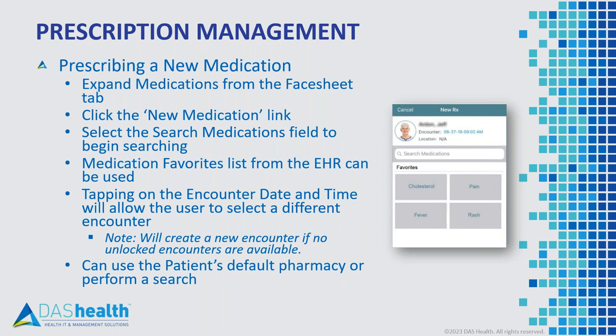After the medication has been selected, the patient's default pharmacy will also be available for selection. So you can use those defaults, or if a default pharmacy is not configured for this patient, or if they just want to send it to a different pharmacy, you can perform a search, much like we would see in the medication module in the EHR.